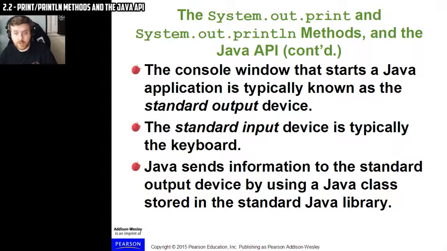These days, we're very used to interacting with programs that are themselves windowed programs. They display a window to the screen, and we can click in different spots using our mouse. We may hit the keyboard a few times. We may interact with programs in different ways. I'm recording this lecture right now with a microphone. A microphone is an input device, but what we refer to as the standard input device is the keyboard. And so Java sends information to the standard output device using these Java classes, for instance, System, to do this with the standard Java library.